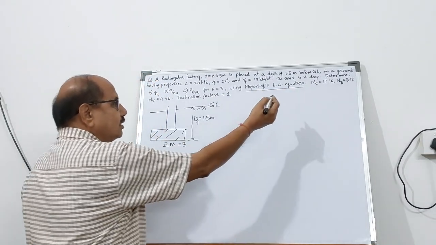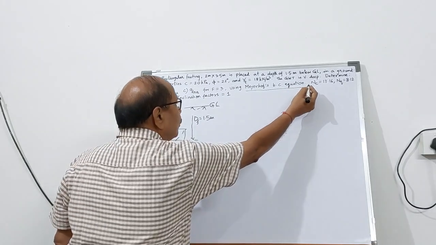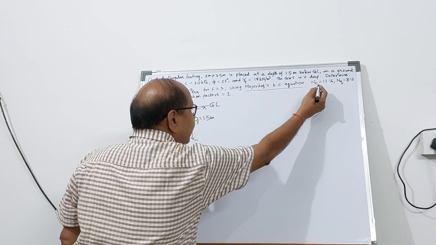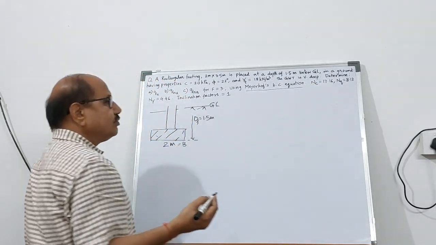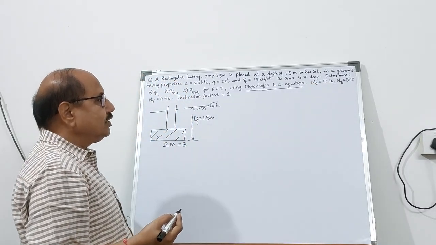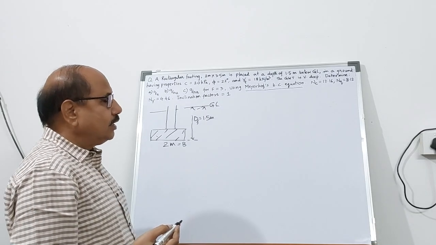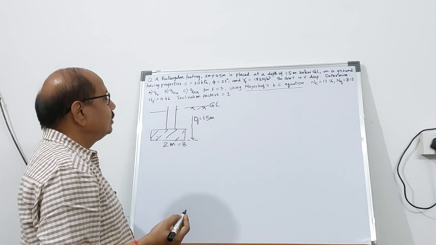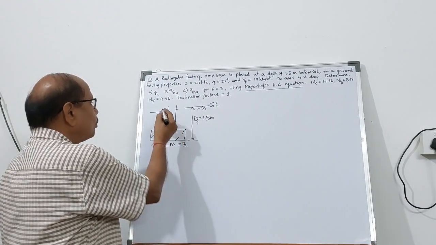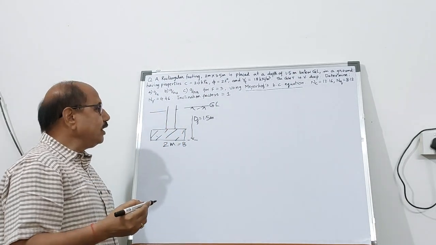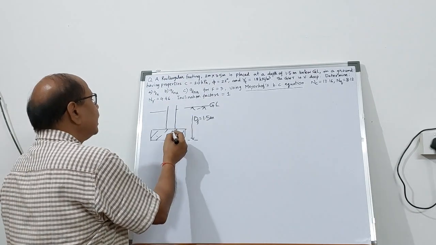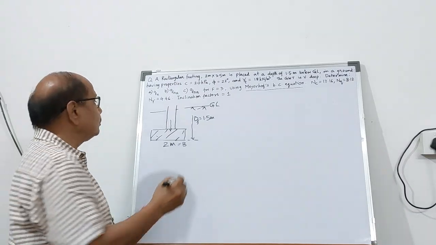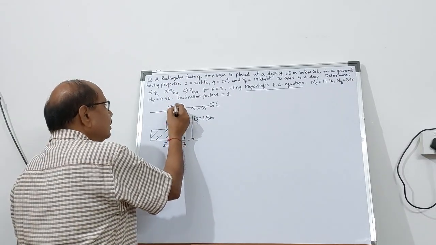The bearing capacity factors are given to you for phi equal to 22 degree. Meyerhof table has given bearing capacity factors Nc equal to 17.16, Nq 8.12, and N gamma is 4.46. Inclination factors are 1. That means the load is acting vertically in the downward direction. So that has been taken as 1.